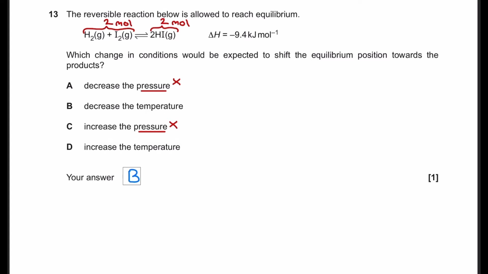Which change in conditions would be expected to shift the position of equilibrium towards the products? And immediately here you can see that I've taken out options A and C. And the reason for that is, this particular equilibrium will not respond to a change in pressure, since it has an equal number of moles on either side. So I'm definitely only looking at B and D, which are temperature changes. Since the forwards reaction is exothermic, I know that if I decrease the temperature, I will shift the position of equilibrium to the right-hand side. So my correct answer here is B.